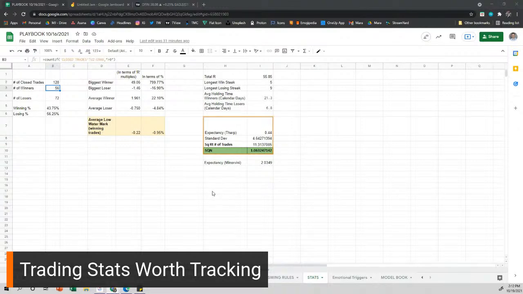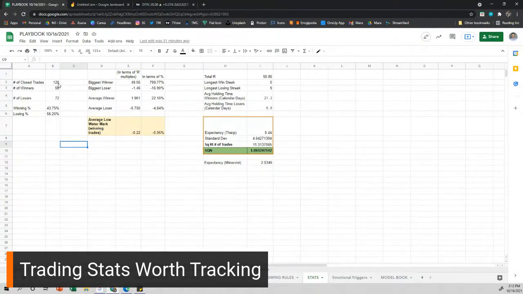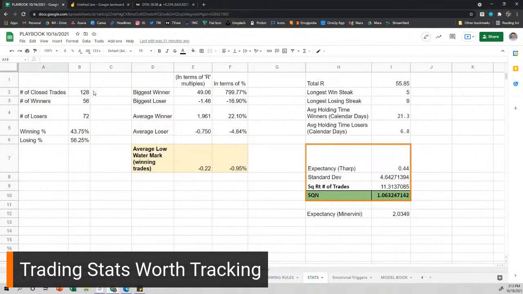So, what I like to do with this stat tracking sheet so far, you can see that it's pretty basic tracking. Not artistic or anything, but what I did here was I'm tracking the number of trades that I've taken on the year. So far, I've taken 128 trades on the year so far.